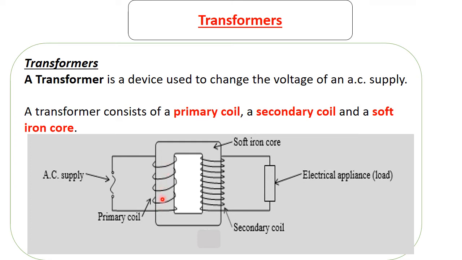So if the poles are changing, what happens to the magnetic field? In the first situation, let's say north is here and south here, the magnetic field is going to have one direction, and when the poles reverse, the direction of the magnetic field is going to reverse also. So as the poles are changing, the direction of the magnetic field is also changing. The changing of the direction of the magnetic field means the magnetic field itself is changing.